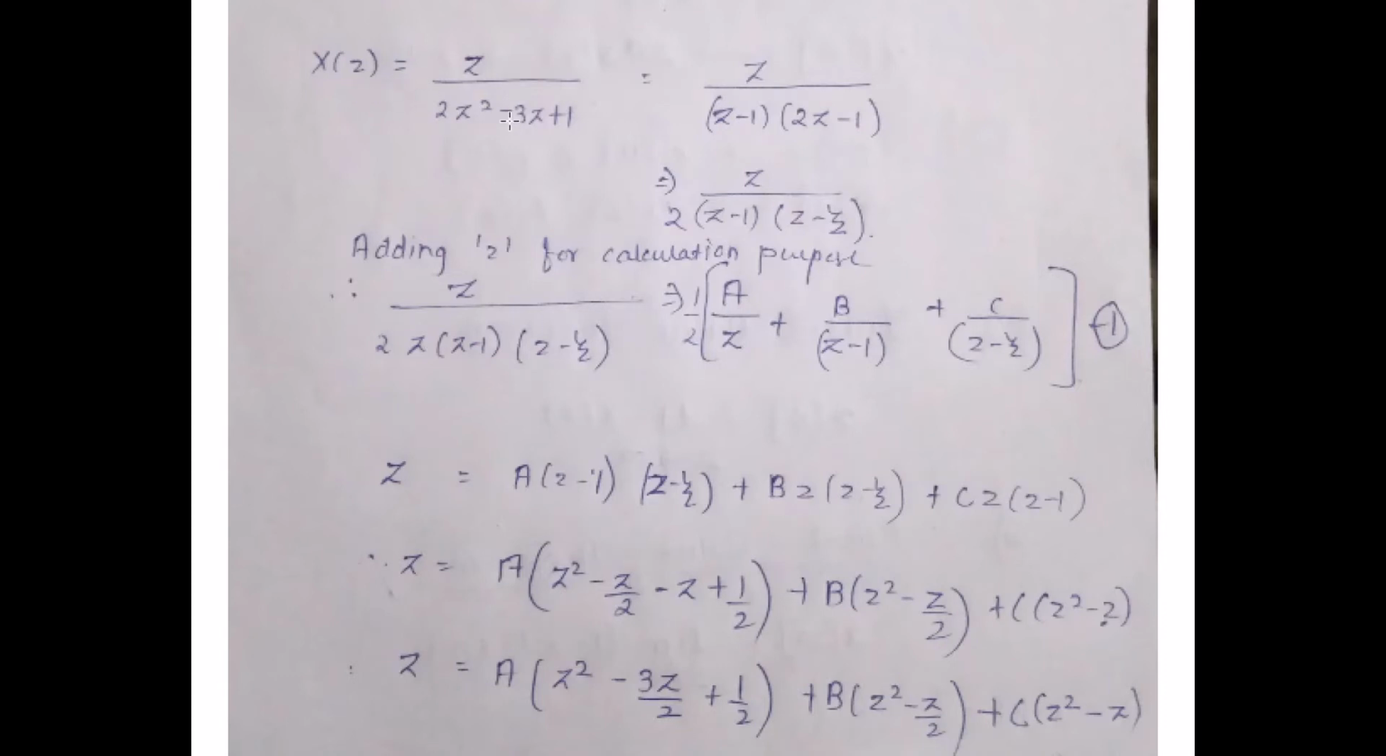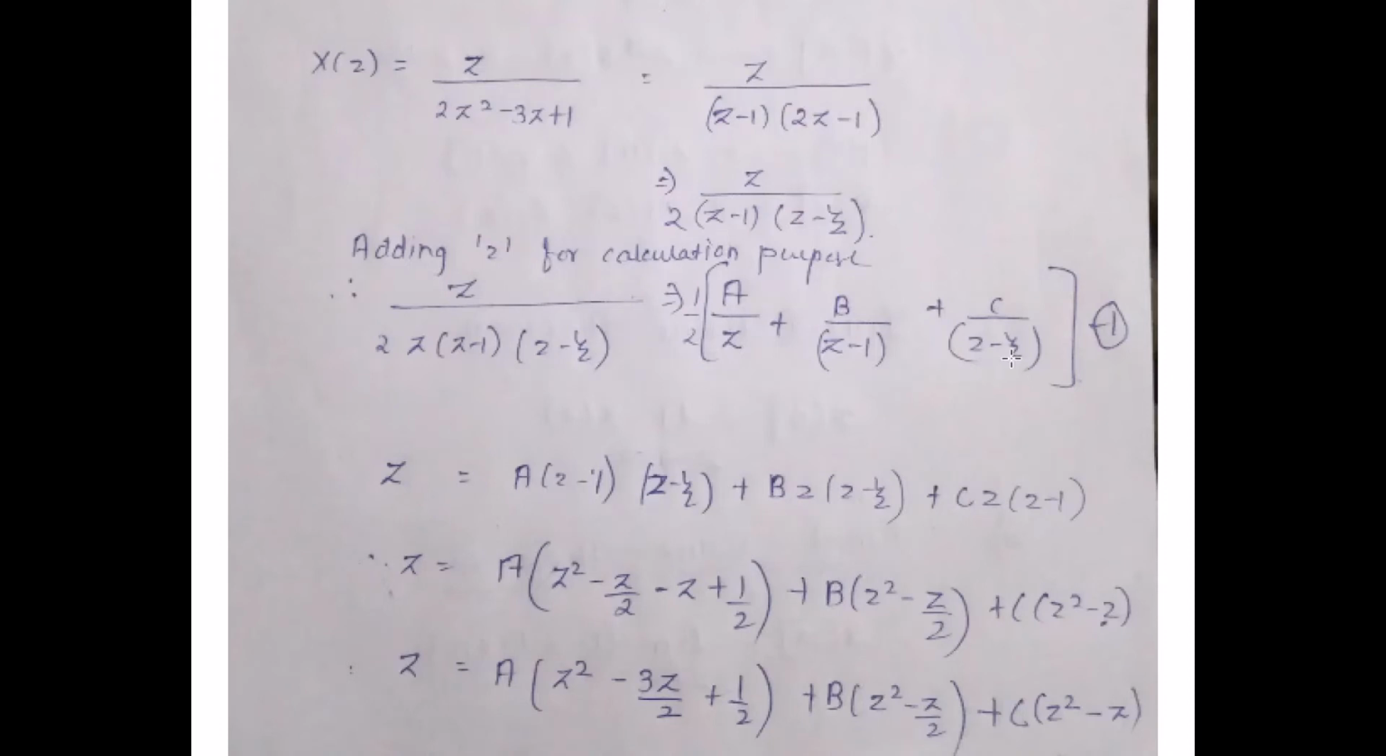The x of z is given to you. From this x of z, we find z upon (z minus 1) into (2z minus 1), that is equal to z upon (z minus 1), and 2z minus 1 can be written as 2 comes out and z minus half. Now we are adding z in the denominator for some calculation purpose which you will understand now. Then we can eliminate that z. So in this equation we are just adding a z in the denominator and we are doing the partial fraction method. So what is the partial fraction method? Half we are taking common, a upon z, that is every term of the denominator, plus b upon z minus 1 plus c upon z minus half.